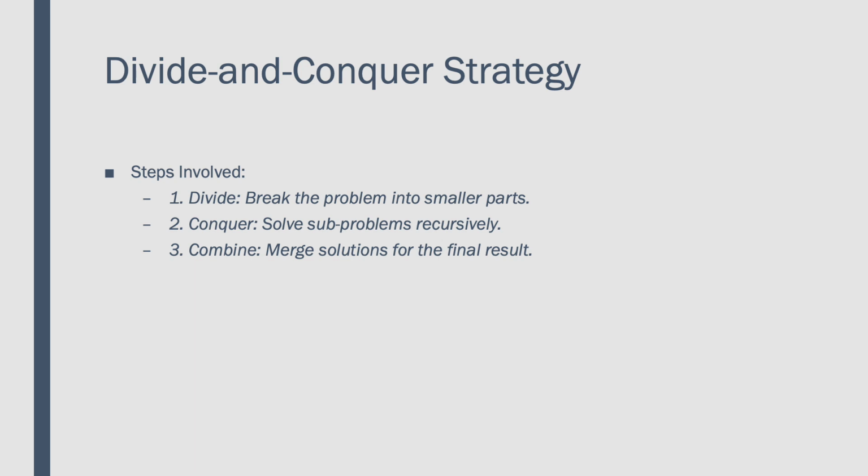And finally, we merge or combine the solutions of the subproblems to get the solution for the original problem. This approach is widely used in various efficient algorithms. One of the best examples is merge sort, where an array is divided into smaller halves, sorted individually, and then merged back together in a sorted manner. Another example is binary search. We'll also look at all the examples in our upcoming slides.